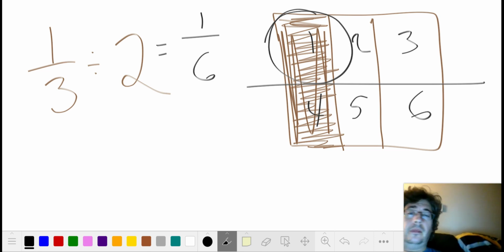So if 2 friends have 1/3 of a brownie left and they share that 1/3 equally, they're going to each get 1/6 of a brownie.